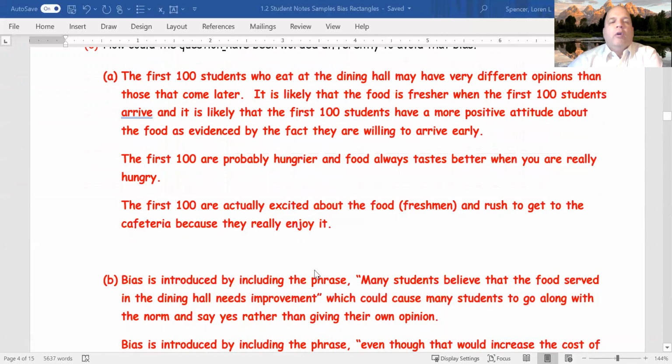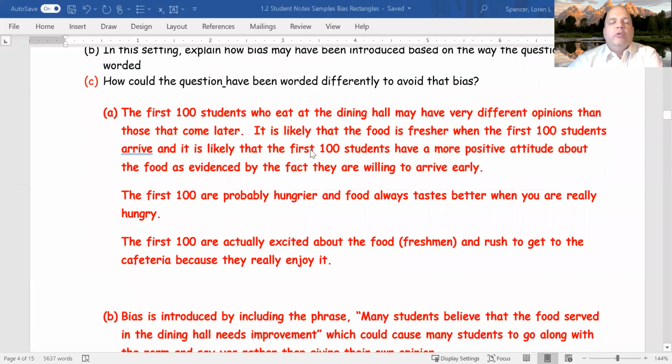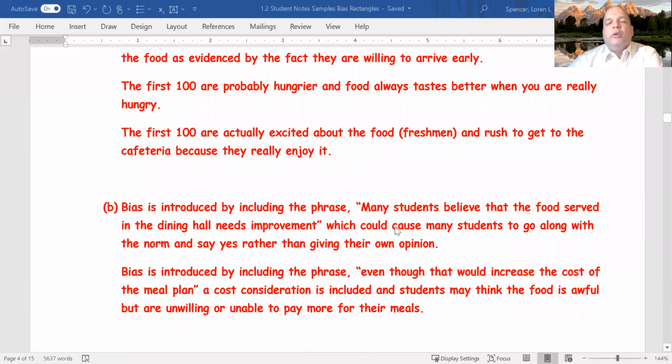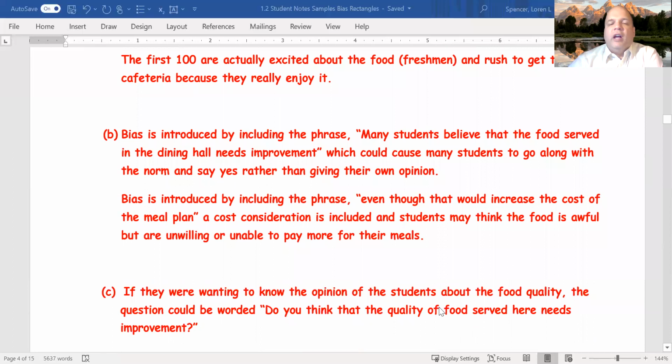So here we have the first 100 students entering. That provides a bias because the first 100 is probably not representative of all the students who have to eat there. And then based on the way it was phrased, we have peer pressure, which is our type of response bias in this case, because we use the words many students, so that wording. And then we included that we're going to raise the price if you change it. That also provides bias, and those are types of response bias. All right, that'll conclude our scenarios.